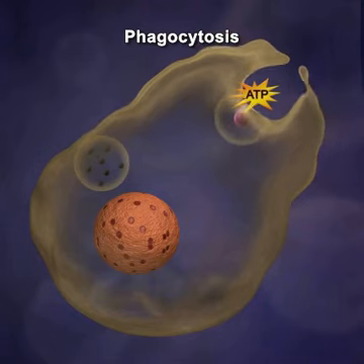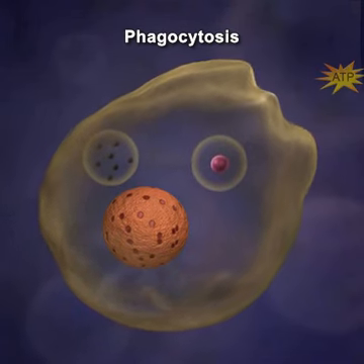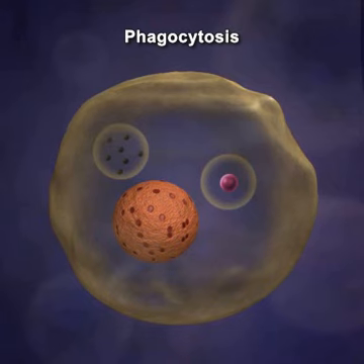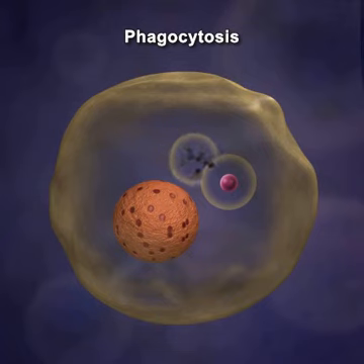During this process, the cell membrane forms a pocket around the material to be moved into the cell, and by the expenditure of energy from ATP, the object is moved to the interior of the cell, where it fuses with a lysosome and is thus eaten and destroyed.